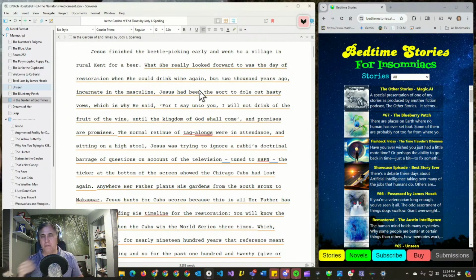So Jesus finished the beetle picking early and went to a village in rural Kent for a beer. What she really looked forward to was the day of restoration, when she could drink wine again. But 2,000 years ago, incarnate in the masculine, Jesus had been the sort to dole out hasty vows, which is why he said, "For I say unto you, I will not drink of the fruit of the vine until the kingdom of God shall come." And promises are promises.